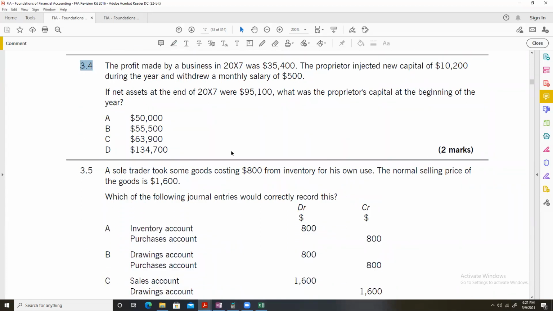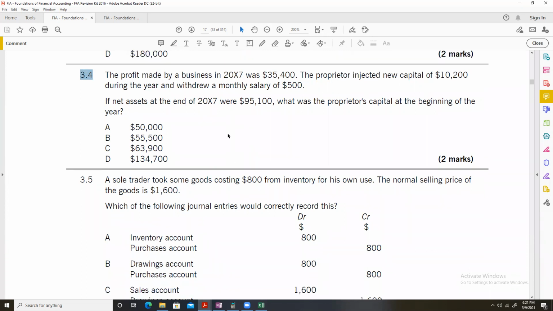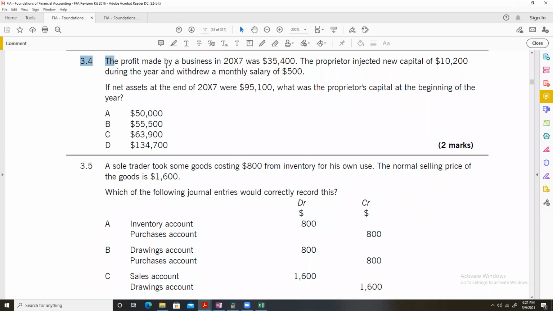This is another question that is very much similar to the previous one. The profit made by a business in 2007 was 35,400. The proprietor injected new capital of 10,200 and withdrew a monthly salary of $500. If the net assets at the end of 2007 were 95,100, what was the proprietor's capital at the beginning of the year? Now, the question requires you to calculate the opening balance of the capital account, the balance at the beginning of the year.